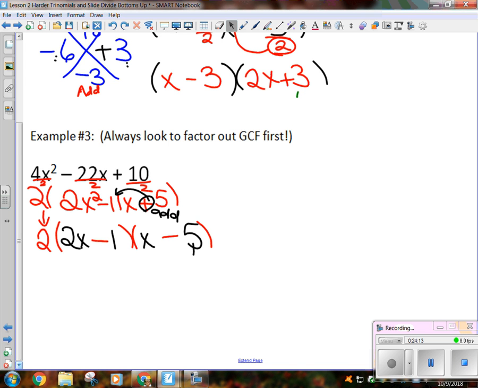If I only had a few combinations, I would probably never do slide, divide, bottoms up. Let me tell you when slide, divide, bottoms up is the best, or when I think it's an advantage to use it.